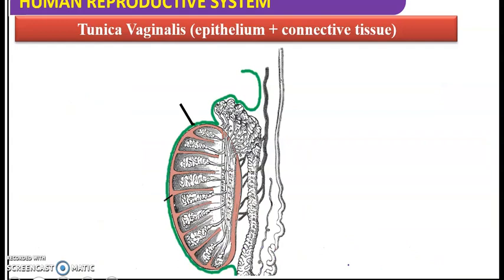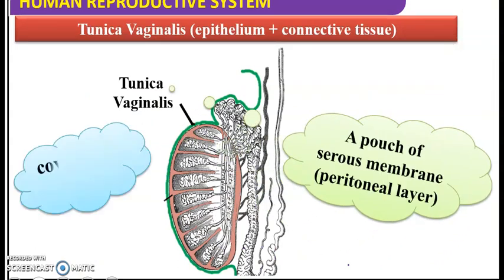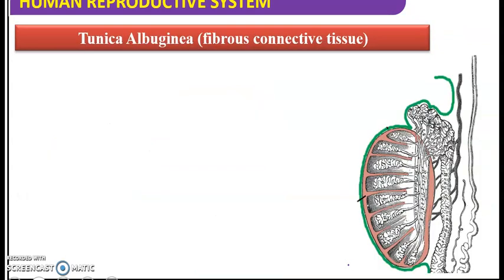So let us see the layers. The green one is the tunica vaginalis, and what is that? It is a pouch. It is made up of a peritoneal layer, and it acts as a covering to the testis. It's a serous membranous layer or a peritoneal layer which acts as the outermost covering to the testis.